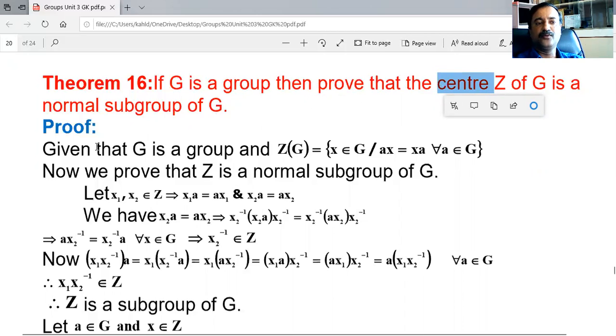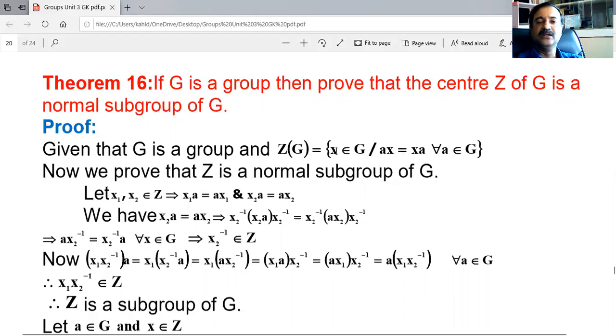In the proof, I am writing what is given: G is a group, and this is called Z of G, that is the center Z of G. Here in the statement we have center Z of G, and that is the symbol, Z of G. And what is that? The set that contains the elements x which are in G, such that ax is equal to xa for all a belongs to G.